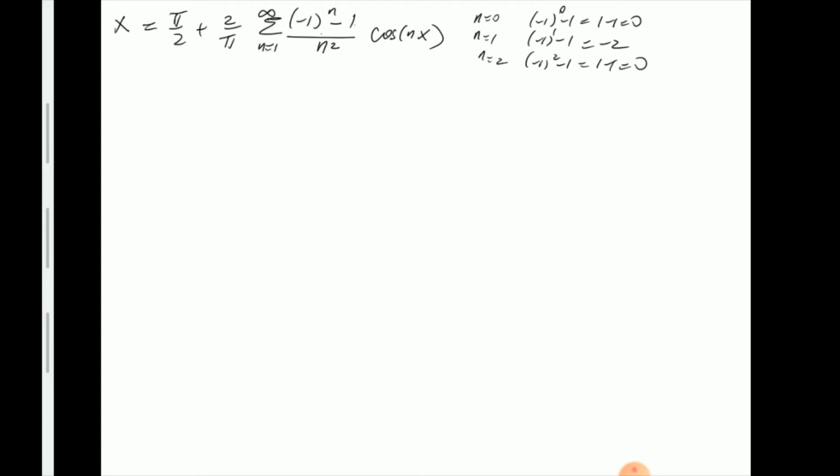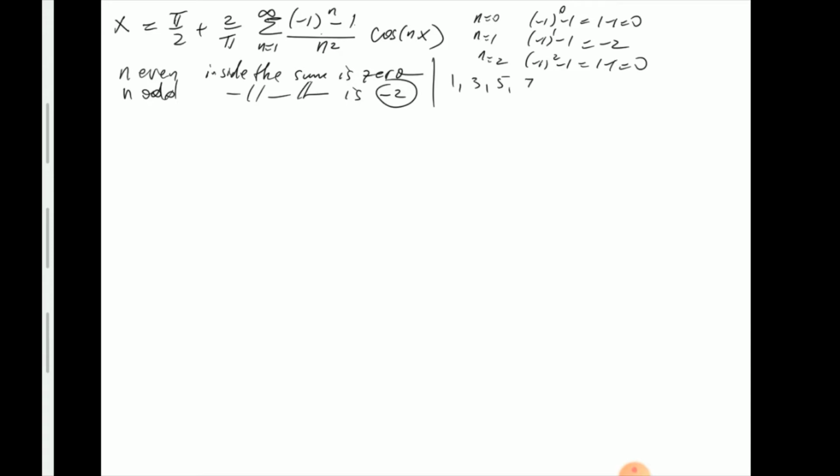So actually, all the terms when n is even, the inside of the sum is 0, right? And if n is odd, the inside of the sum is going to be minus 2. So you could decide if you want to only write down the odd terms. Now, how do you write all the odd terms? 1, 3, 5, 7, and so on.